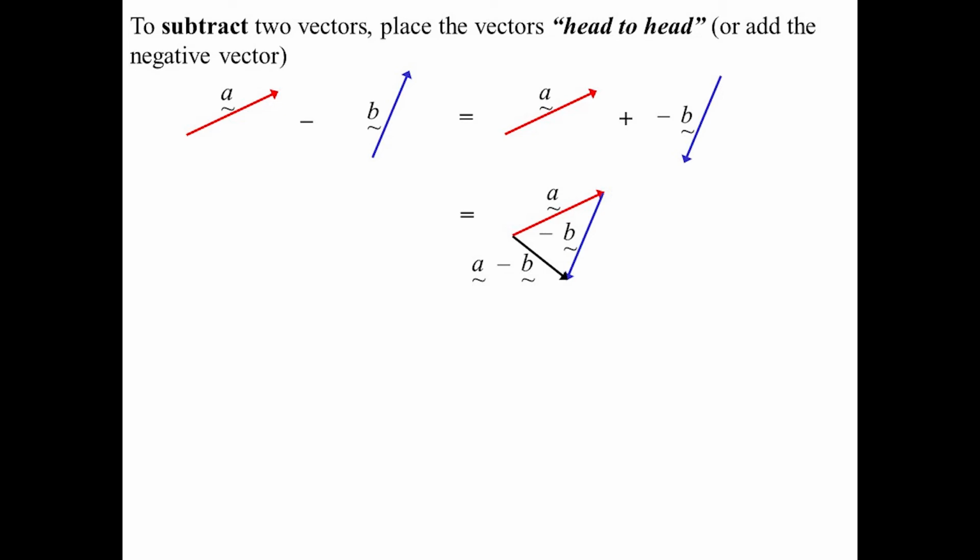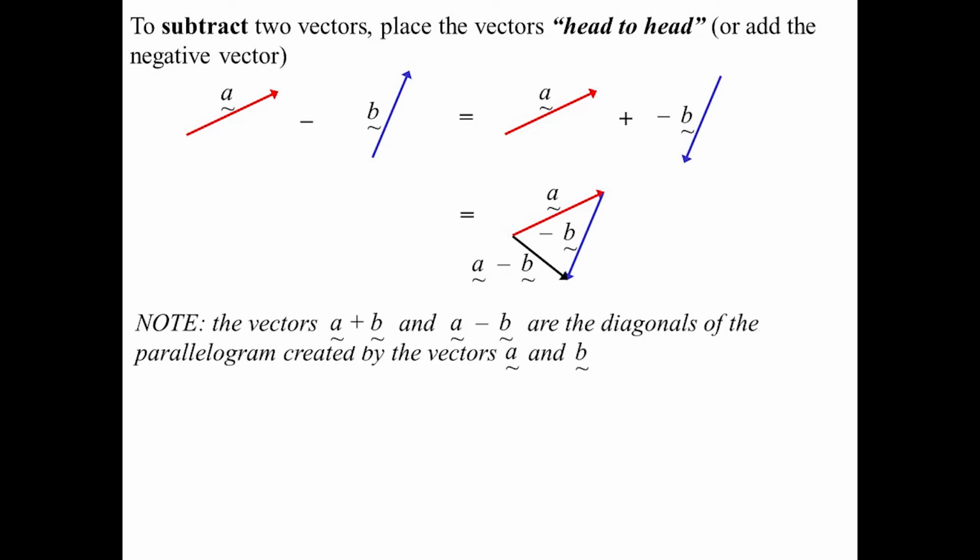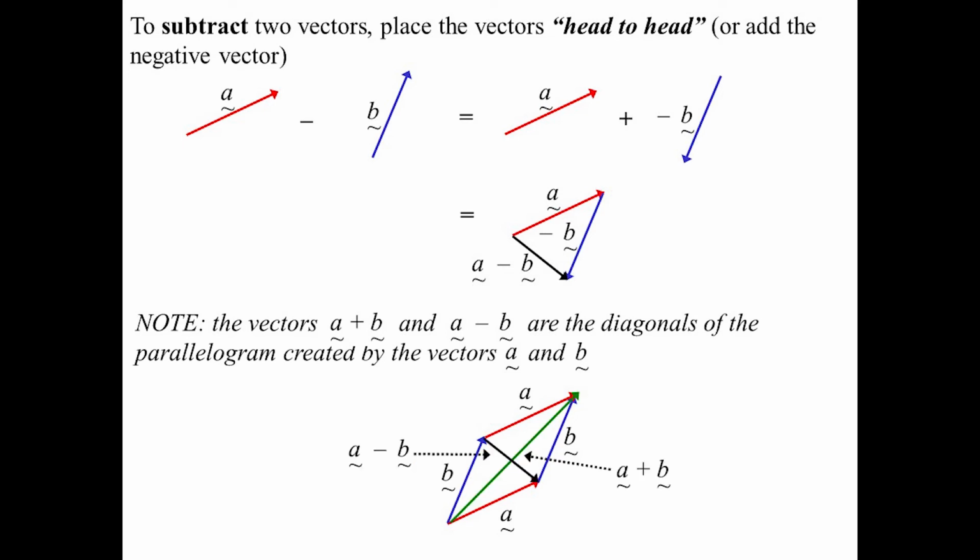But something really interesting happens. They turn out to be the diagonals of a parallelogram. Watch. There's A plus B doing it one way. There's B plus A. You create a parallelogram. Got to be a parallelogram. Opposite sides are parallel. One diagonal turns out to be the addition of the two vectors. The other diagonal turns out to be the subtraction.